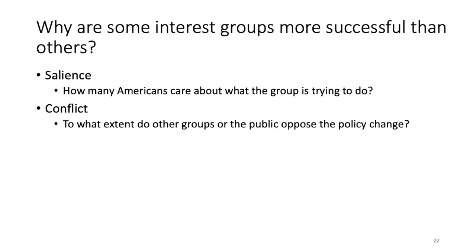Some interest groups you've noticed are more successful than others. Why is that? Two reasons. One, the salience of the interest group. So how interested are Americans in what that group is trying to do? And how much do Americans really care about it? Is the interest group issue actually something that people care about? So the salience. The second thing is conflict. So to what extent do other groups really oppose a policy change or want the policy change? So it's a little bit akin to salience, but conflict is, is it a divisive issue? Do we see people really in favor or really against? And those two things together can help interest groups be more or less successful.